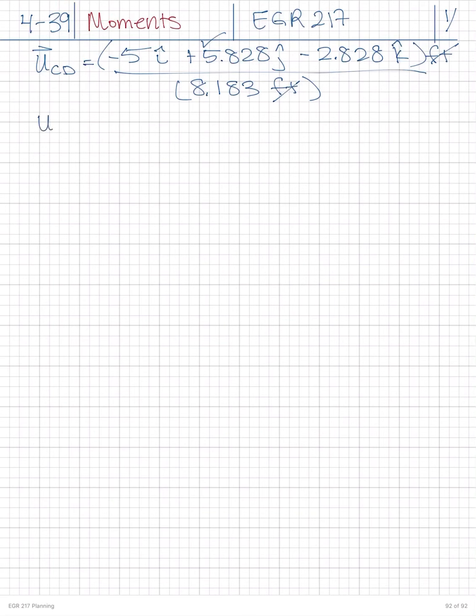And so the unit vector from C to D equals, let's see, 5 divided by that is negative 0.611I plus 0.712J minus 0.346K. And no units, that's right for a unit vector.